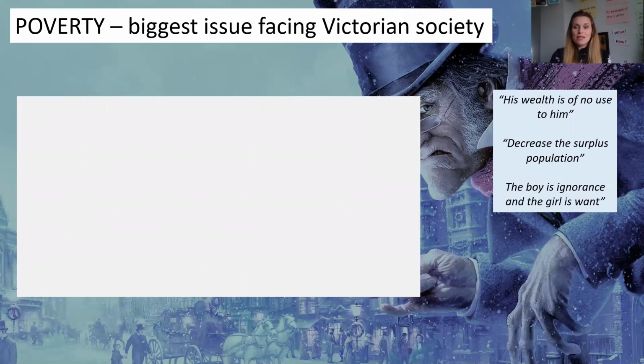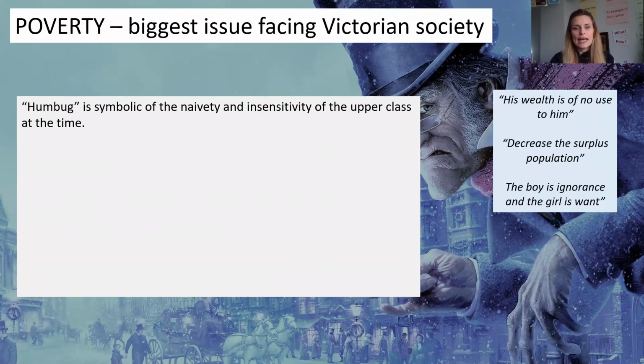And then probably the biggest issue facing Victorian society, and probably the most important reason behind him writing this novel. Poverty was huge, and humbug is symbolic of that upper class, the idea that they're really insensitive, they're really naive. Oh, it's not my problem, it's nothing to do with me. Well, actually, it kind of is. And there's a lot here that can help get you those higher grades, because this is all about writer's purpose, remember. So what is Dickens trying to do with this theme.